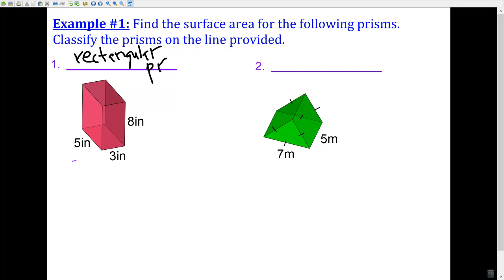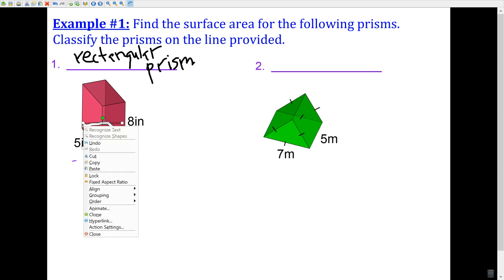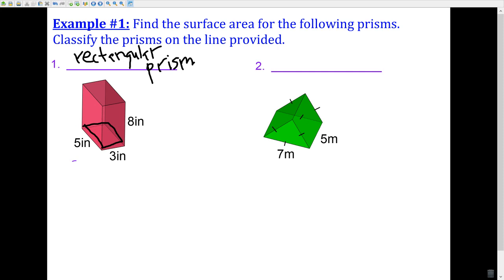because the base, I'm going to count this as my base, is going to be a rectangle, right? Pretty intuitive in that one. You could have picked another base because they're all rectangles here, but I'm just going to pick the bottom for our sake.